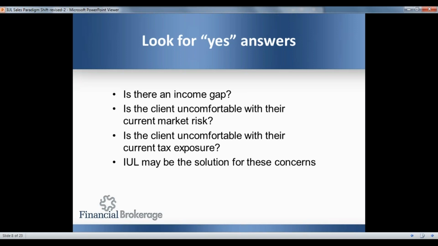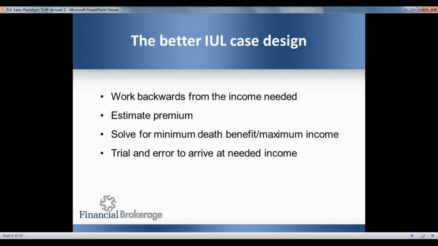So luckily, Index Universal Life can help with all of these concerns. It can give us some extra money. That's something I covered in my last webinar, the sequence of returns. It can eliminate the risk of market downturns and also eliminate taxes on that money. If you caught the Big Three IUL webinar that I hosted a few weeks ago, we covered that in detail there. So we want to look for yes answers. With a lot of clients, you're going to get at least one yes answer or get them curious, and they're going to want to know more.